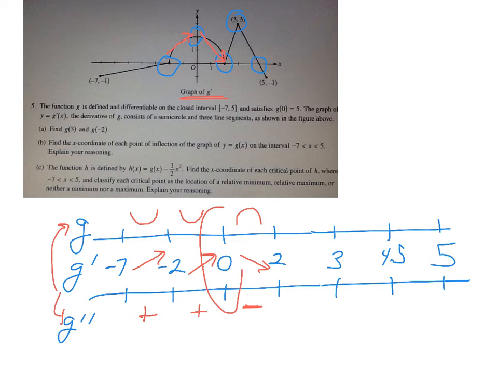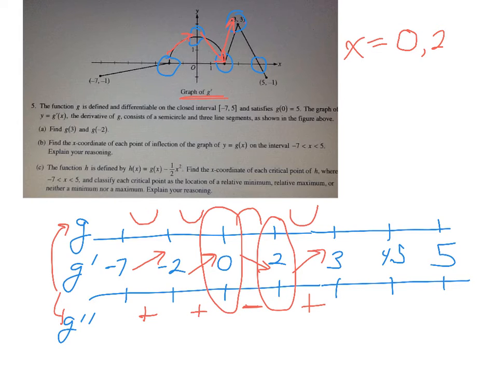So now we have a switch between concave up and concave down. There is our first point of inflection. From 2 to 3, we're increasing. Its derivative is positive, and g is back to concave up. So there's another switch from concave down to concave up.